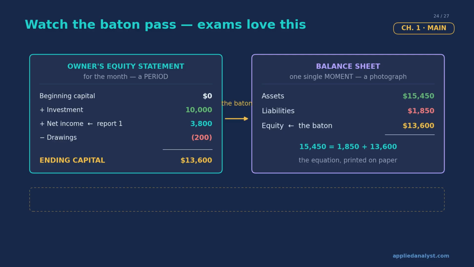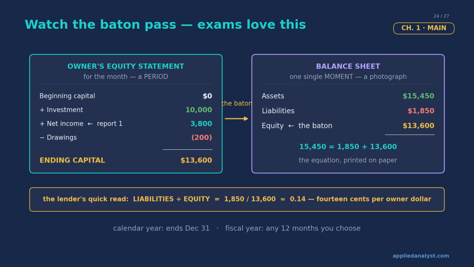And the balance sheet is different, not a period, a photograph, one moment. Assets, $15,450. Liabilities, $1,850 plus equity, exactly the $13,600 we just calculated. The balance sheet is the accounting equation printed on paper. Lenders read it with one quick ratio: liabilities divided by equity. Here, $1,850 over $13,600, about 0.14. For every dollar you have at risk, creditors have 14 cents. Low number, easy loans.